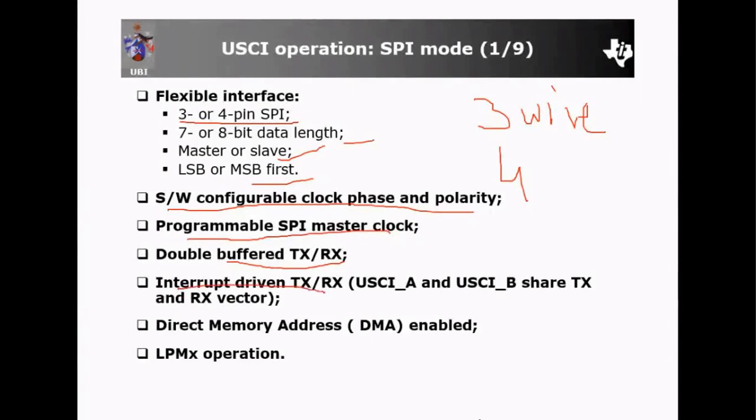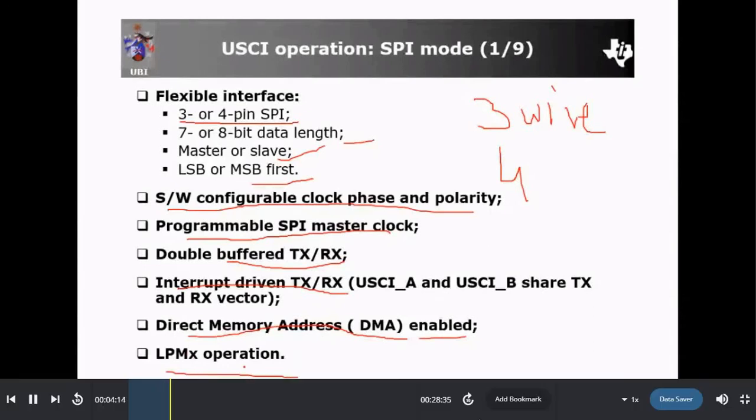Now it is interrupt driven, TX and RX. There are two types of interrupts: one is for transmission and another for the receiver. So there are two types of interrupts used in SPI mode. One is used for the transmitter and another is used for the receiver. It also has direct memory access enabled, LPMx operation. It also has low power mode operations.